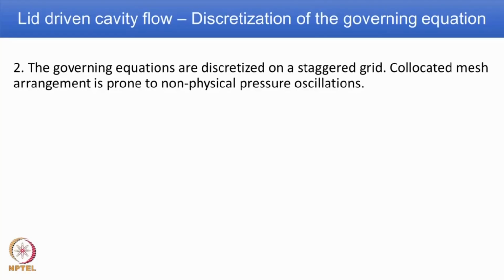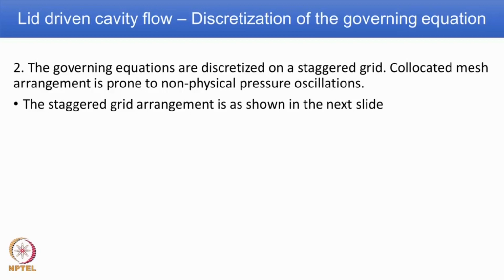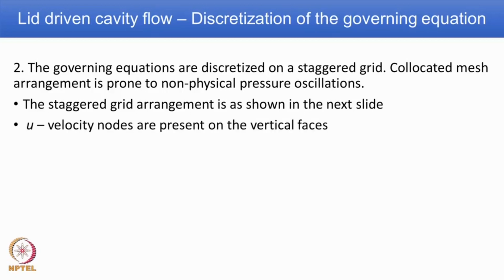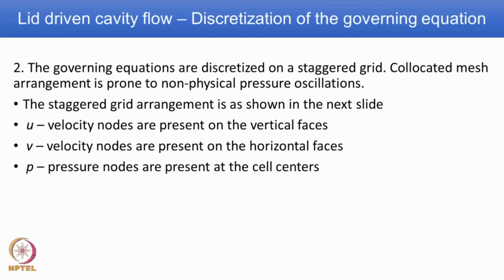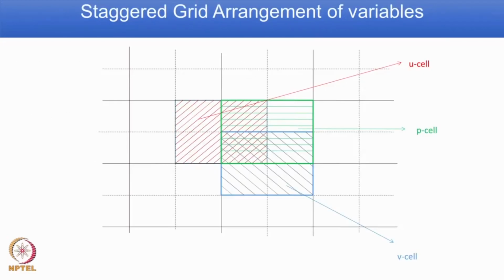The governing equations are discretized on a staggered grid. We mentioned in the last module we have 3 options: staggered grid, collocated grid and semi staggered grid. Collocated grid results in oscillation, hence we go for staggered grid, and we are using finite difference method to solve the equation. The staggered grid arrangement is shown in the next slide. U velocity nodes are present on the vertical faces and V velocity nodes are present on the horizontal faces. Then pressure is stored at the center of the cell.